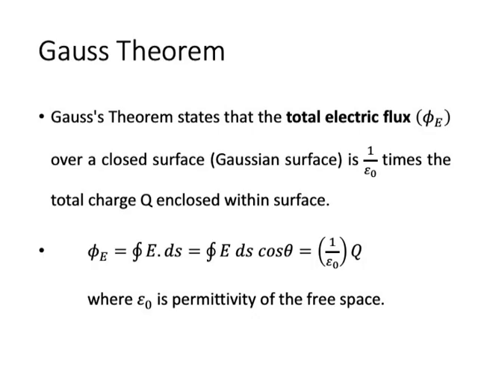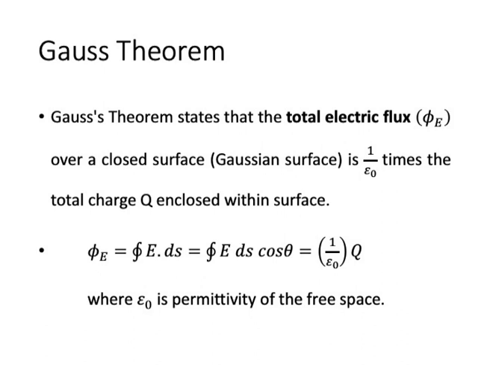So Gauss theorem states that the total electric flux phi E over a closed surface is equal to 1 by epsilon naught times the total charge present within that surface. So we can say that phi E is equal to 1 by epsilon naught times Q, or Q by epsilon naught, where Q is the charge.